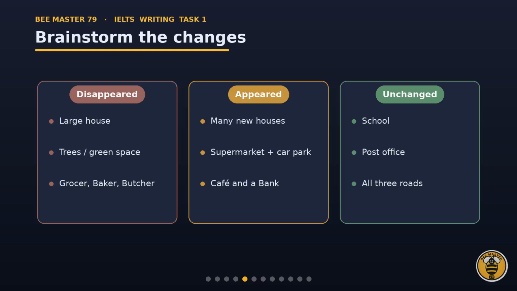Let's brainstorm. First, what disappeared? The large house, the trees, and the grocer, baker, and butcher are all gone. Next, what appeared? Many new houses, a supermarket with parking, a cafe, and a bank. And finally, what stayed the same? The school, the post office, and all 3 roads.